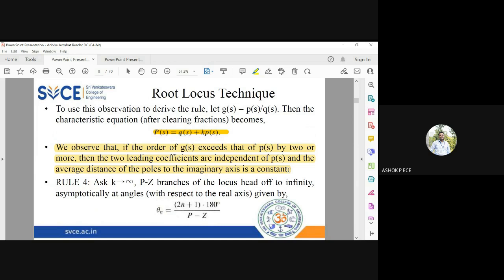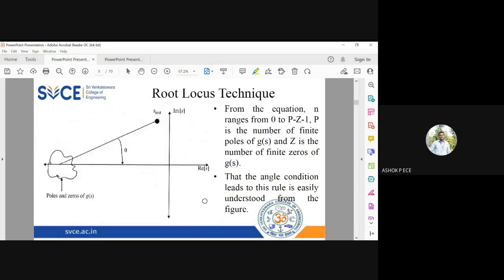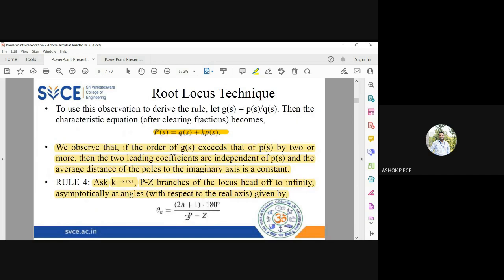The next one: when will the root locus go to infinity? The angle we have to find is given by rule number 4. As k tends to infinity, the pole-zero branches will head off to infinity at some angle given by theta n equal to (2n plus 1) into 180 by p minus z. P is the number of poles, Z is the number of zeros, and n is which pole I'm going to consider.